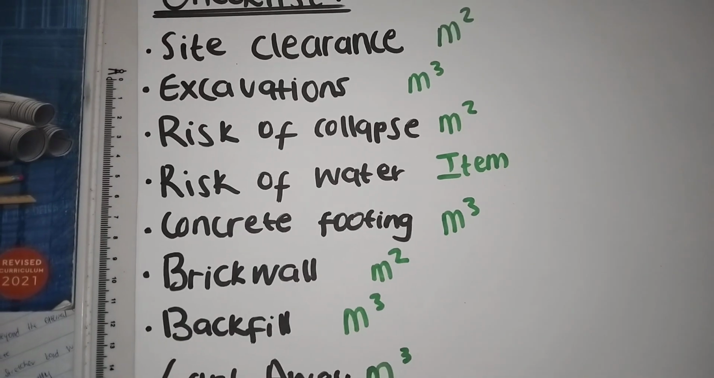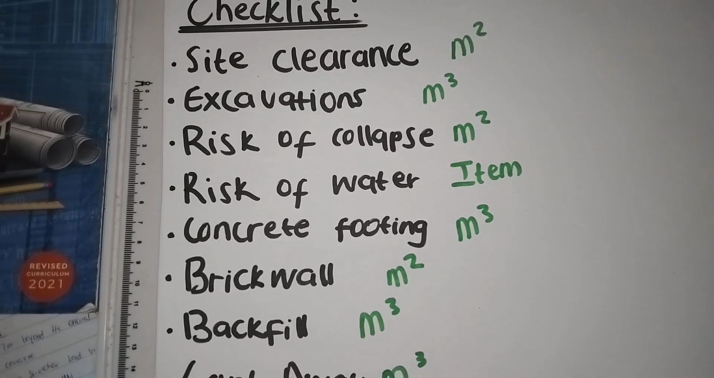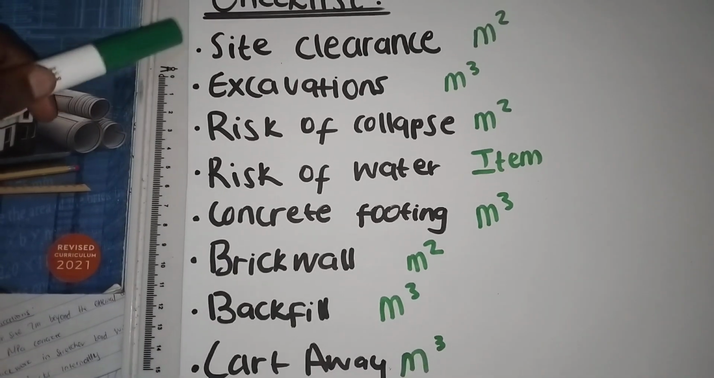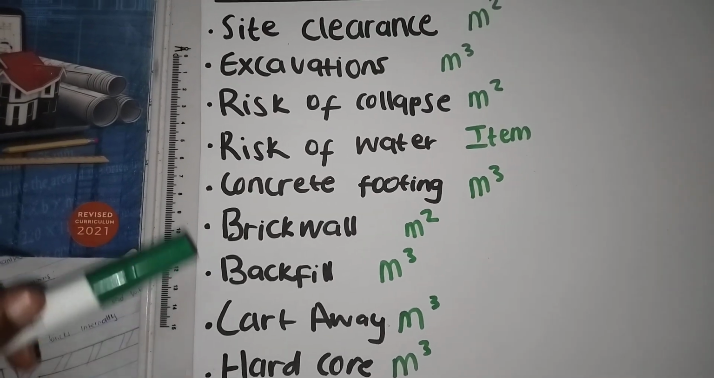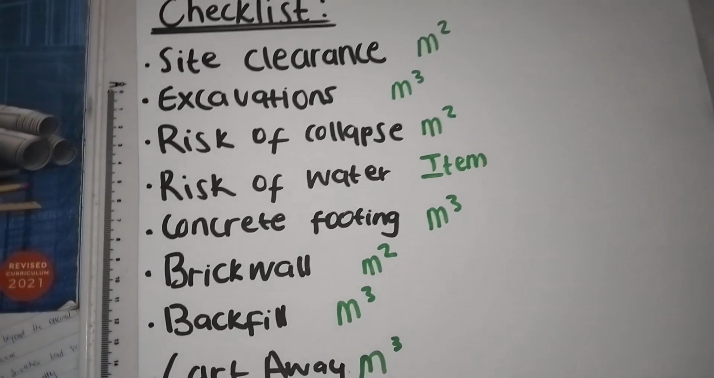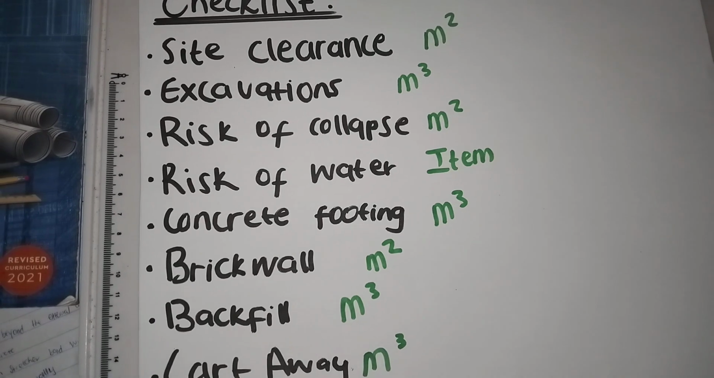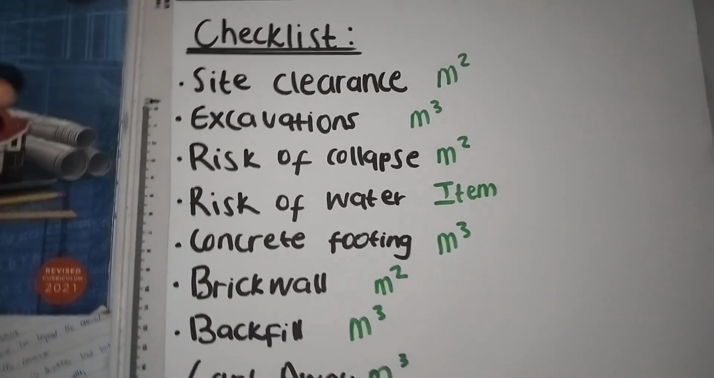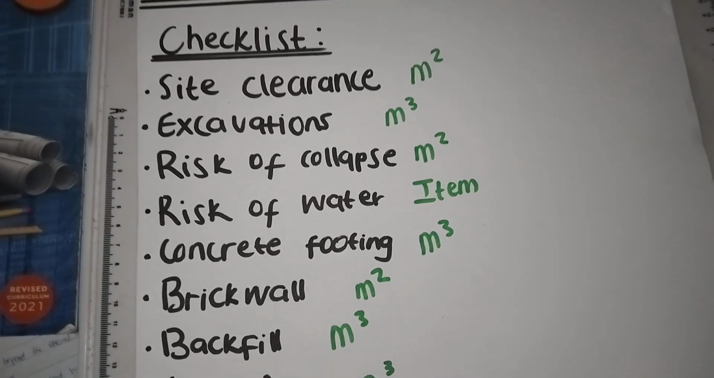So here's what you have to do. When you write a checklist, you do not just write site clearance and then from site clearance you come to cutaway, from cutaway you come to concrete, from concrete to hardcore. No, you write a checklist in the order it appears while constructing. Okay, so let me show you how this is going to work.